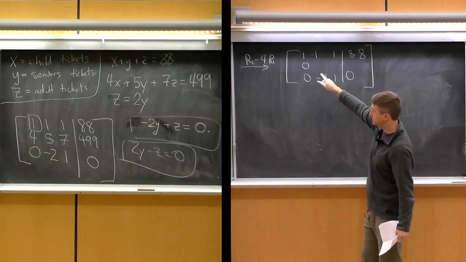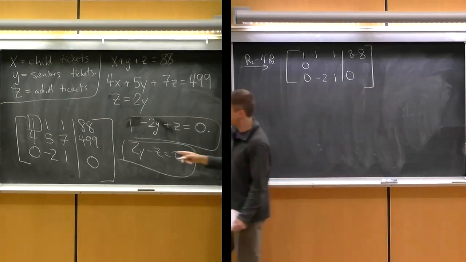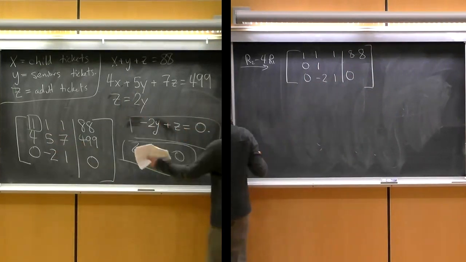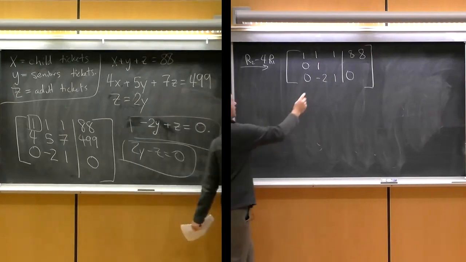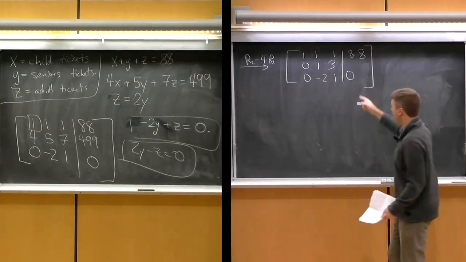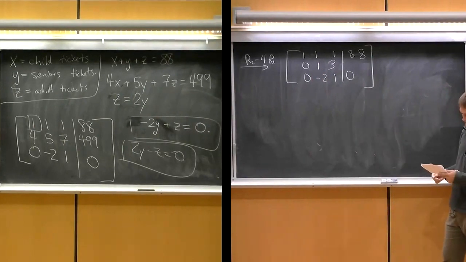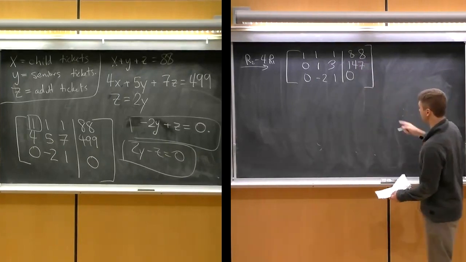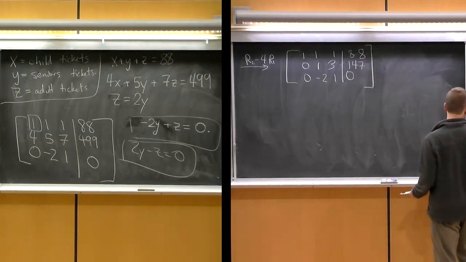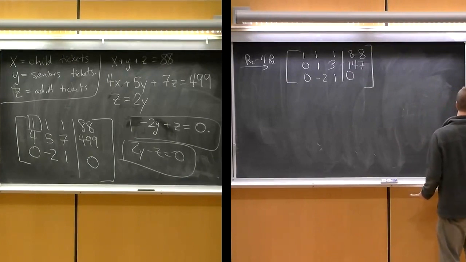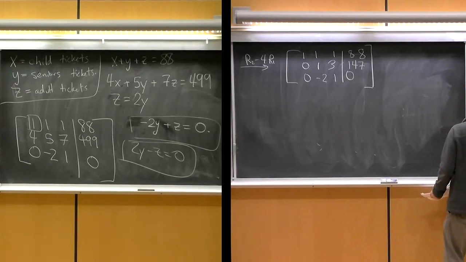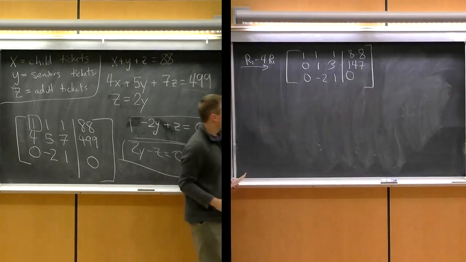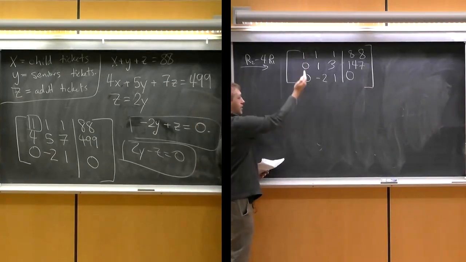Okay, but this will change because I'm taking 5 minus 4 ones, which will give me 1. Taking 7 minus 4 ones will give me 3. Taking 499 minus 4 88s, which I need to look up, gives 147. So this 147 came from 499 minus 4 times 88. Okay. So now my first column is good.